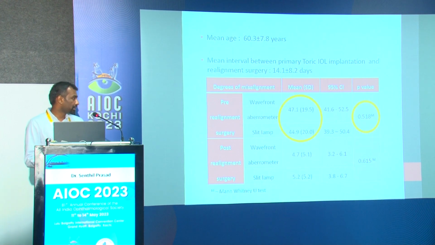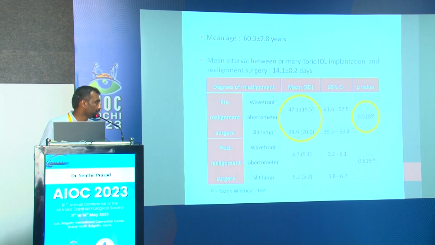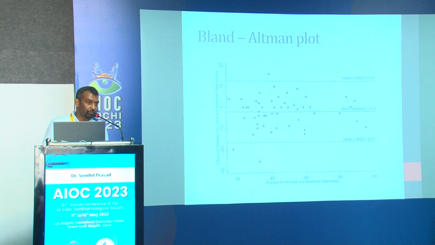So misalignment was calculated as the difference between the planned IOL axis and the current axis in the post-operative period. We found that the wavefront aberrometer had a mean misalignment value of 47.1 degrees, whereas using the slit lamp method, the mean misalignment was around 44.9 degrees. So there was no statistically significant difference. Similarly, post-operatively also, there was no difference between the degrees of misalignment calculated either through the wavefront method or through the slit lamp method. We plotted the values in a Bland-Altman plot, and it also showed that there is agreement between the two methods.